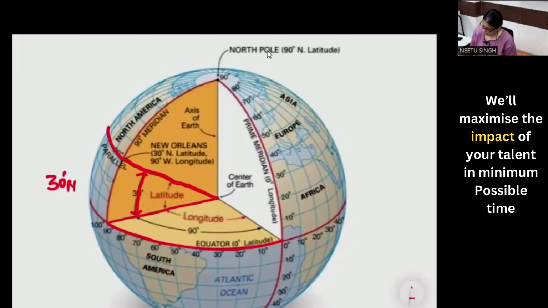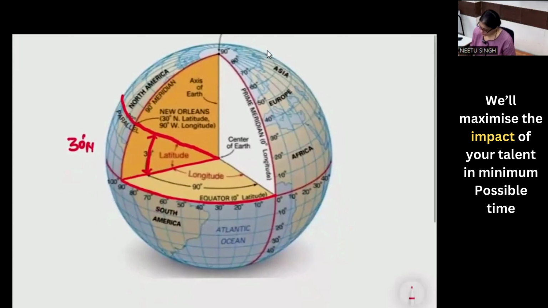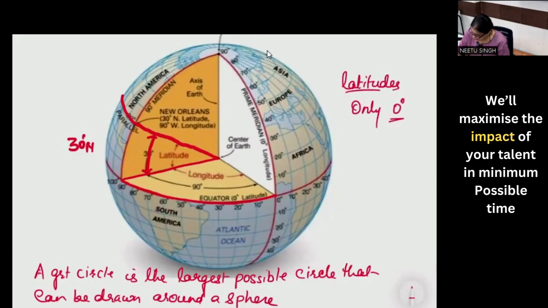Now, when I talk about latitude, I very clearly say that only the equator is the great circle. A previous year question has been asked on this great circle, so you will notice it and recognize it when it is given. All the latitudes are circles, but the equator is the only great circle. To justify this great circle, define it like this. A great circle: only the equator, drawn at 0 degrees, will be the great circle.